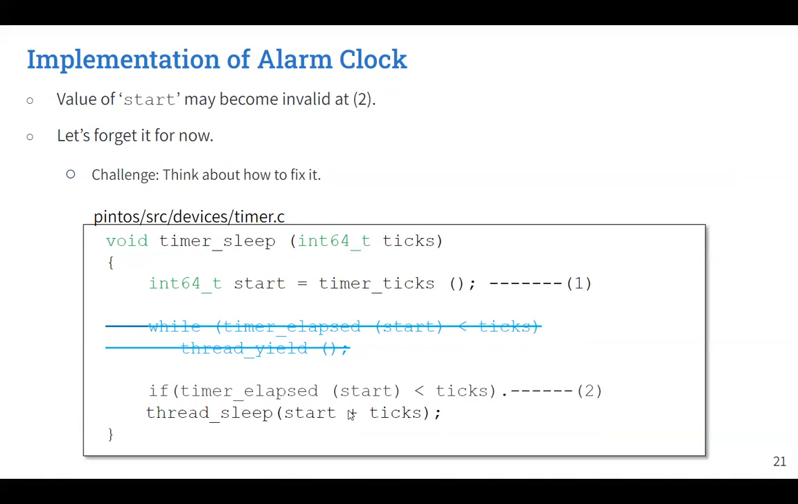So you'll learn later that with the synchronization, the value of start might not be valid at time 2, but for alarm clock, you don't have to consider that for now, so you can forget it for now. But you might have to think about how to fix it for later synchronization tasks.